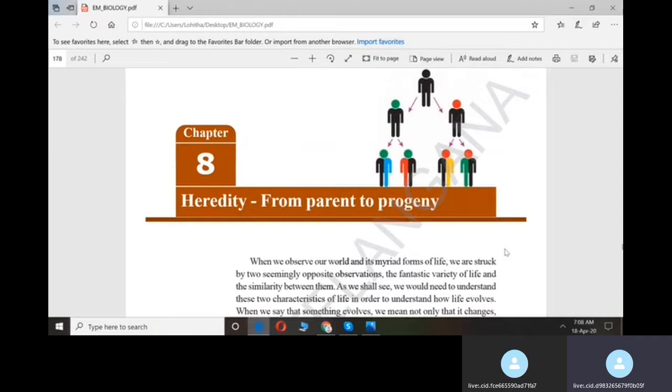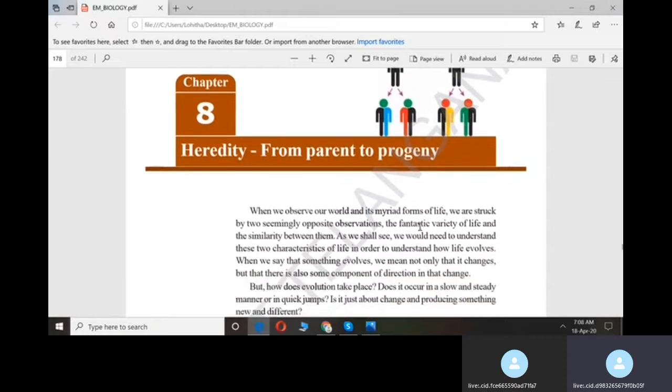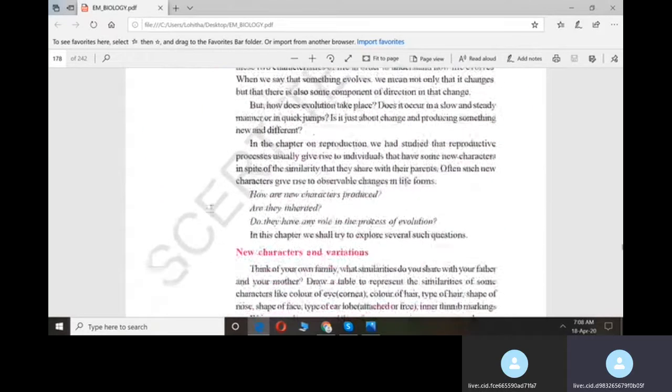Heredity means characters from parent to progeny. Progeny means offspring. Let us see the questions. How are the new characters produced? The new characters are produced by sharing the genes, genetical characters from our parents, and that is by mutation.